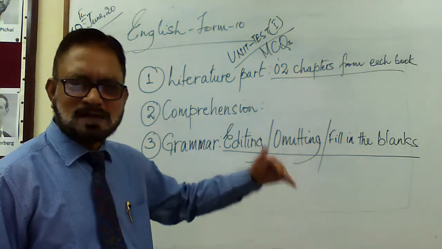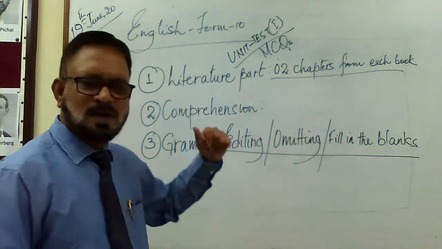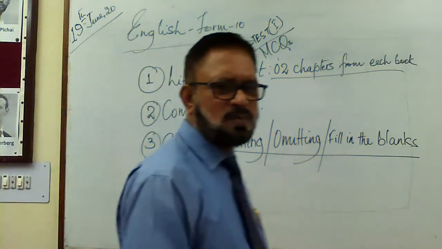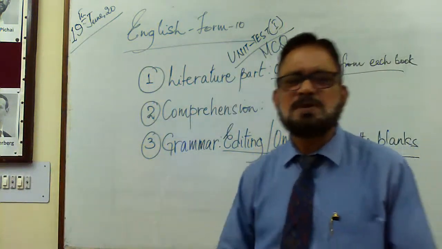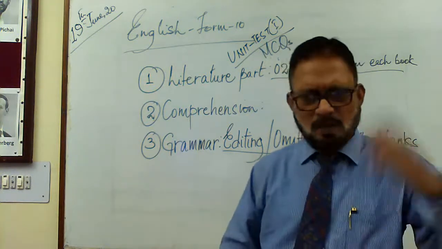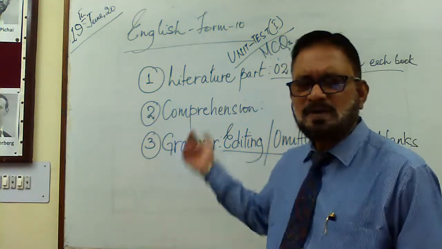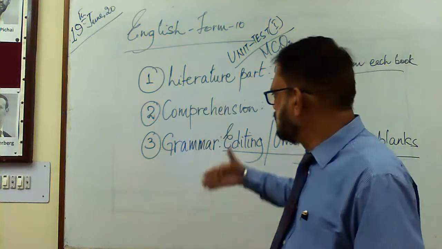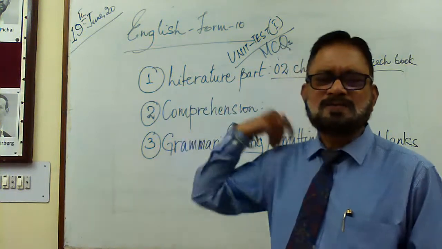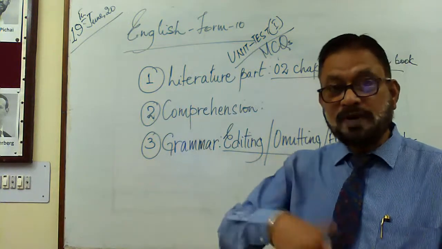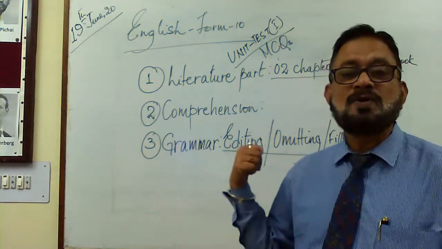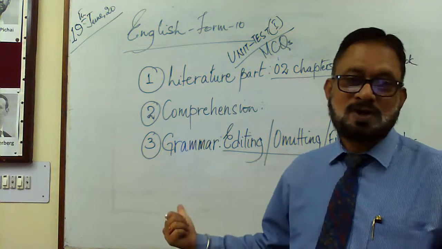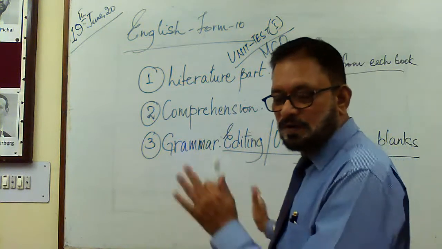We distribute the marks: for literature, normally we go for 40%, but here we keep it at 50%. So 15 marks for literature, 10 marks for grammar, and 5 marks for the writing skills, which we are not in a position to include. I hope this is perfectly all right with you.